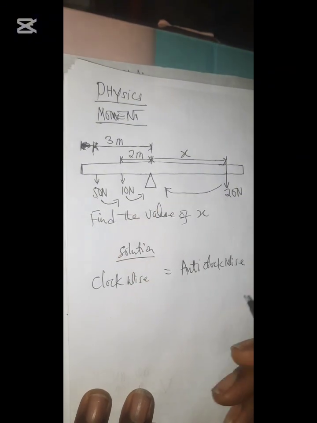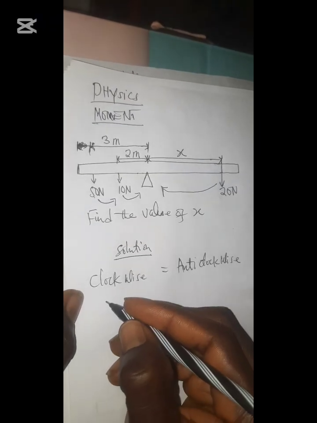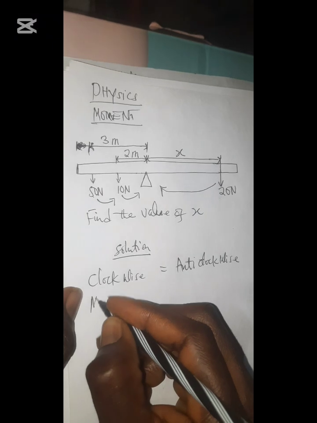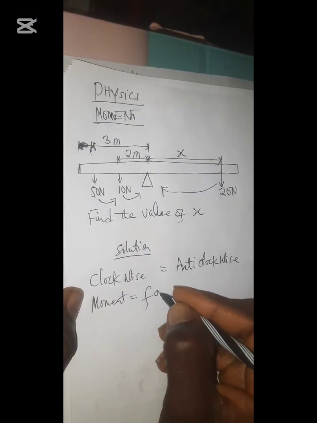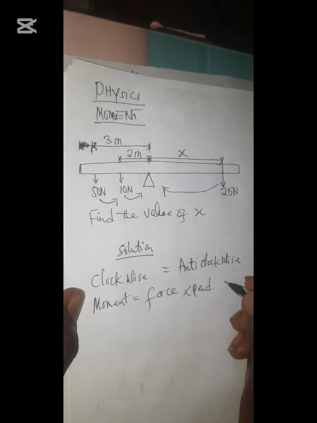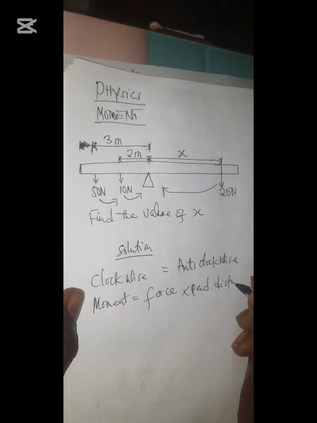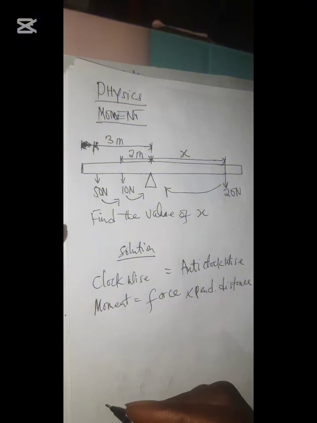Now we said clockwise equals anti-clockwise. We said moment. Remember, the formula for finding moment is force times the perpendicular distance. We see the perpendicular distance. We said force times the perpendicular distance.